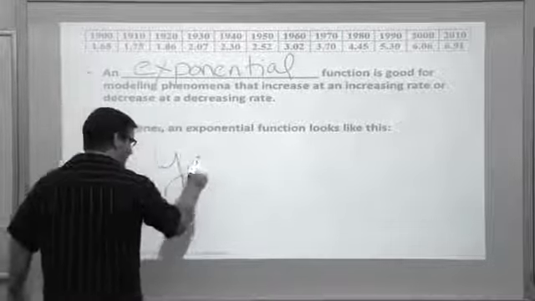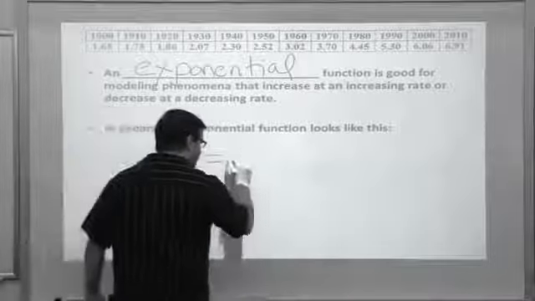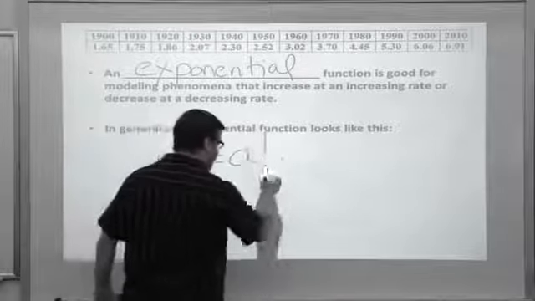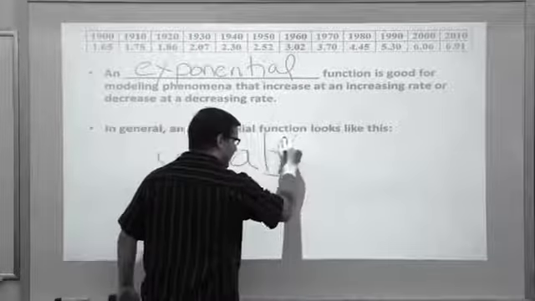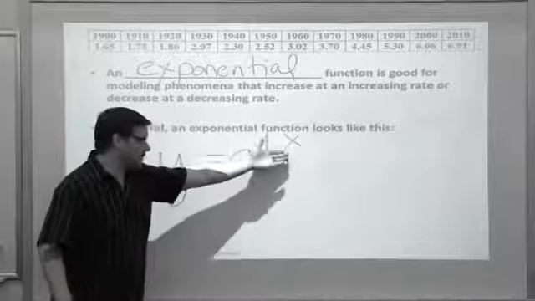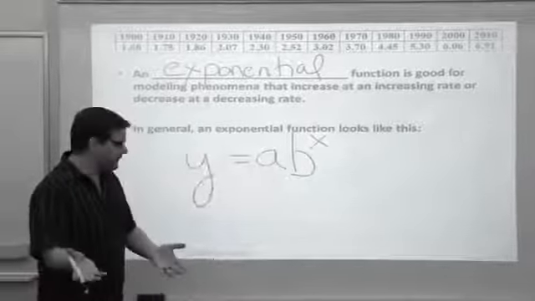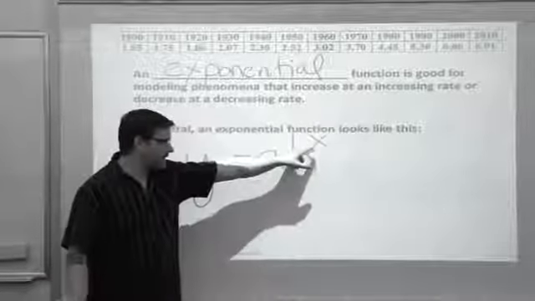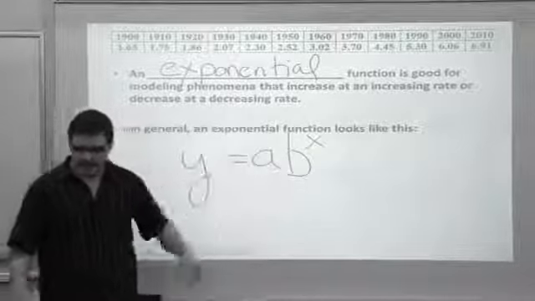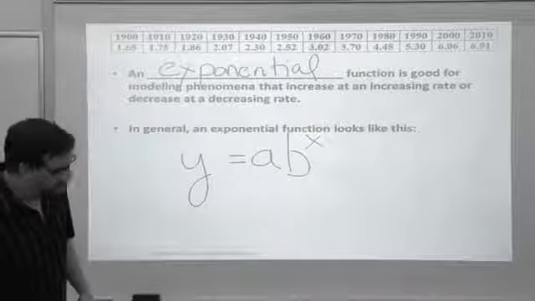I'll use the y and x. So y equals, usually there's a coefficient out front. We'll just label it as a times b, and then exponential function. The variable x, our independent variable or our explanatory variable, shows up in the exponent up here. So y equals a times b raised up to the x power.